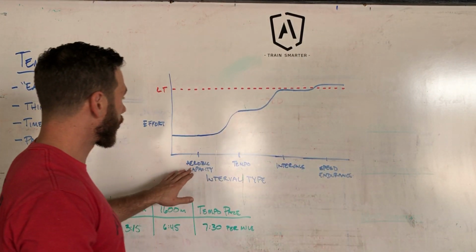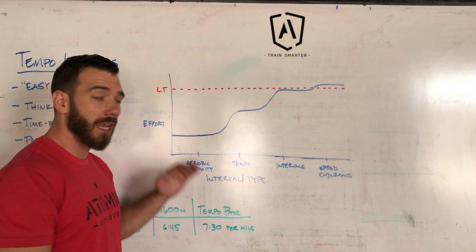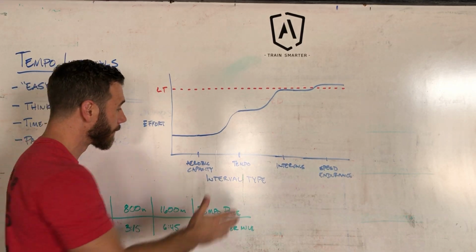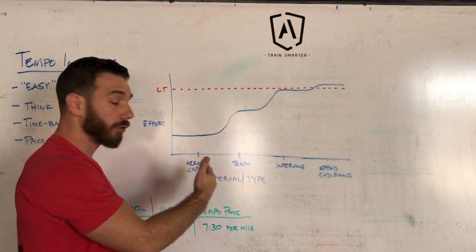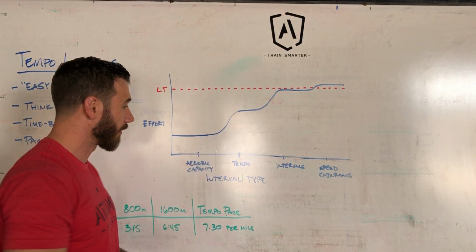So if you see here on the left of my x-axis, we have aerobic capacity, and on the y, you can see that this is the level of effort that we're putting out. Now, an aerobic capacity run or interval is going to be a low intensity effort. You're going to be able to do it for a long duration.